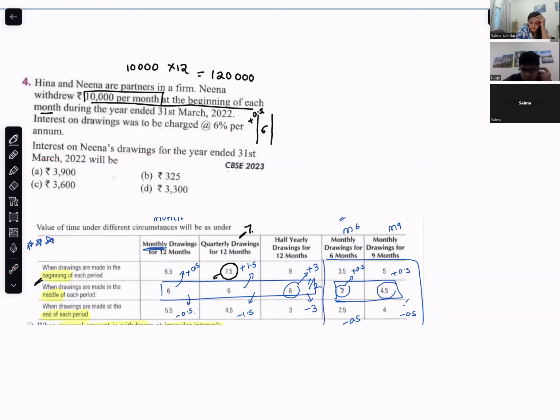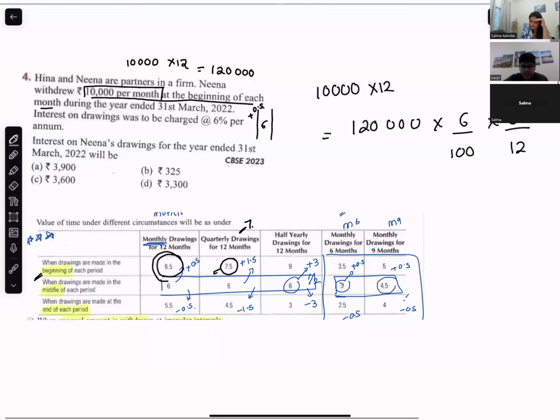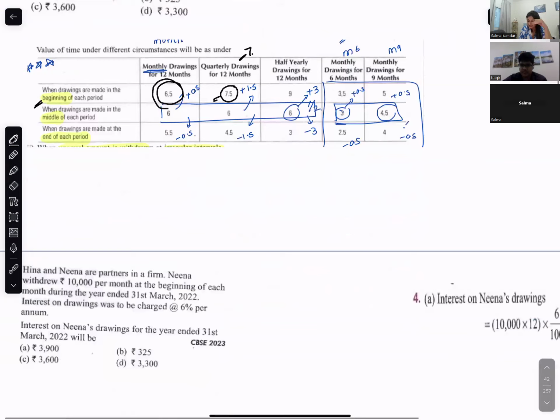Interest on drawings for Nina for the year. So it will be 10,000 into 12. The annual drawings is 1,20,000 into rate 6 by 100. Beginning of each month, so into 6.5 upon 12. You will get your interest on drawings. Please calculate.